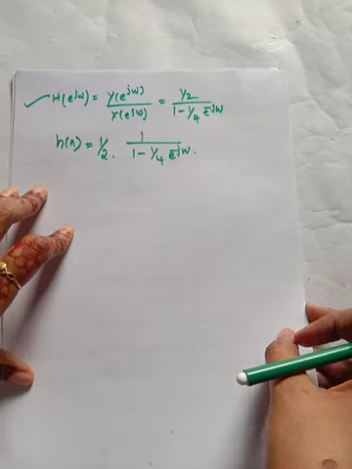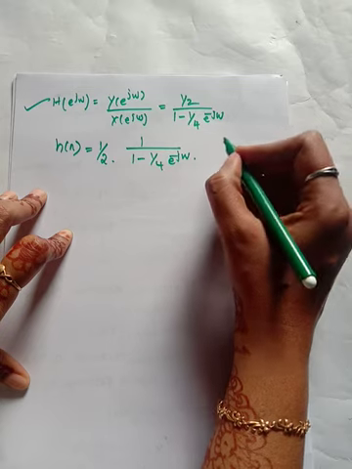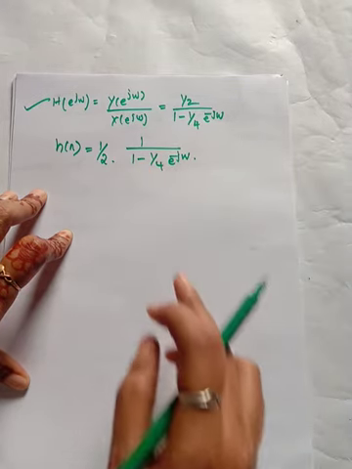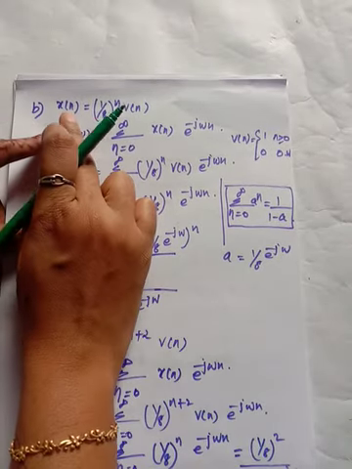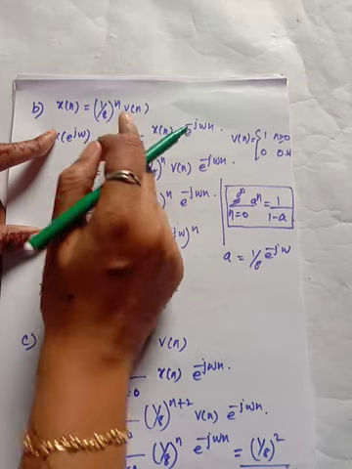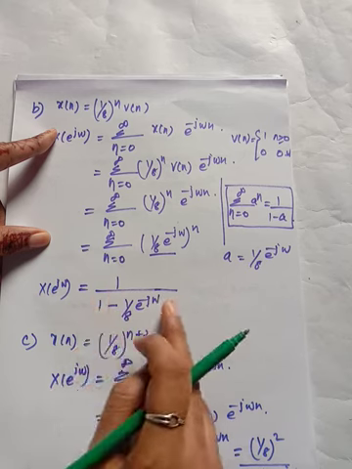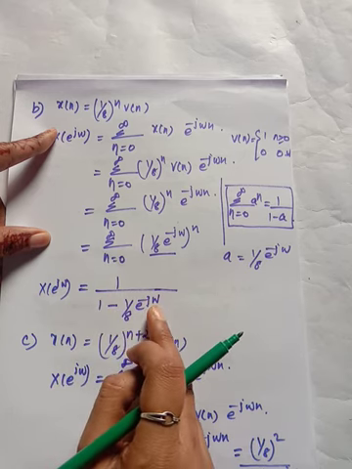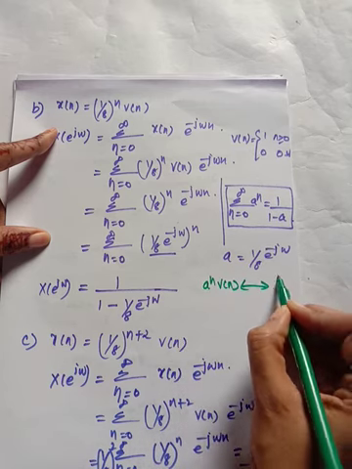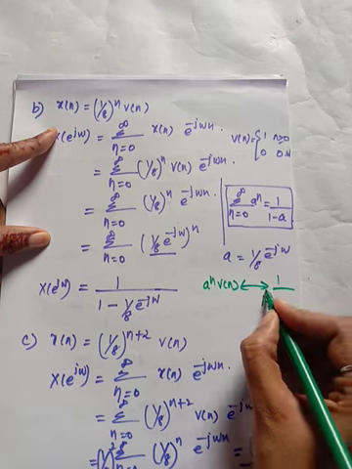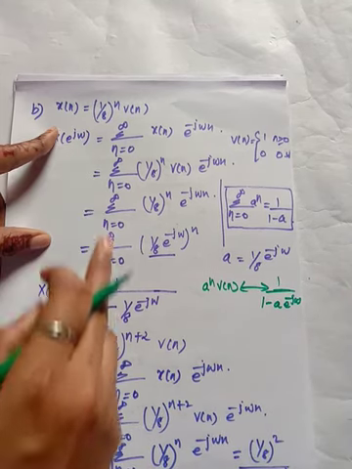We have already discussed a formula, and you are familiar with it, but I will show you now. See this formula: for x of n equal to 1 by 8 the whole power n times u of n, the DTFT is 1 divided by 1 minus 1 by 8 e power minus j omega. In general, a power n u of n has DTFT 1 divided by 1 minus a e power minus j omega. So this is the formula, and here a is 1 by 8.